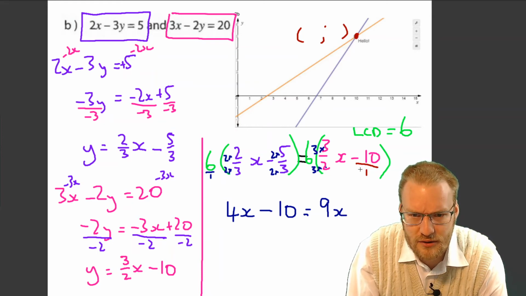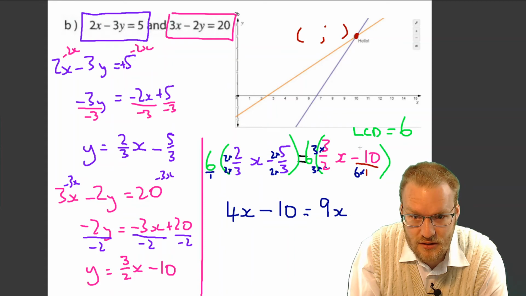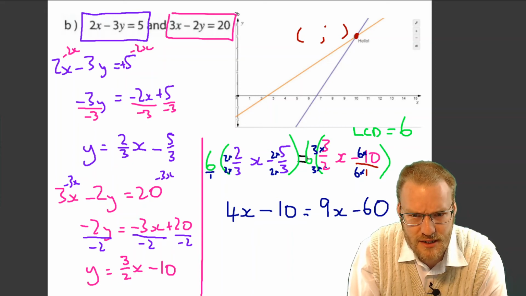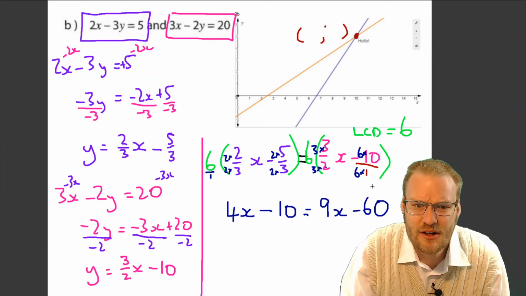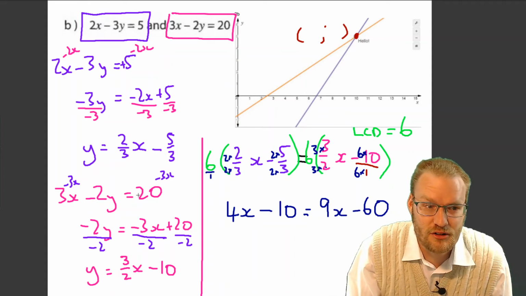Okay, this one we'd need to multiply by 6, and we're going to have to do the same to the top. So we're going to go minus 60, because 6 times negative 10 is negative 60. And the whole point of that was now we don't have those fractions, so it's a lot easier to solve.